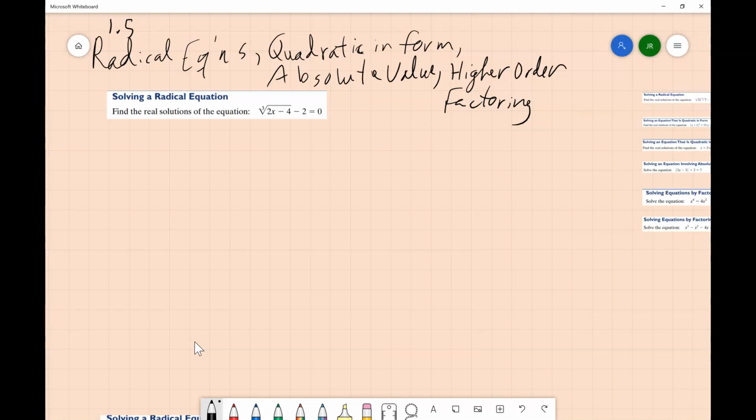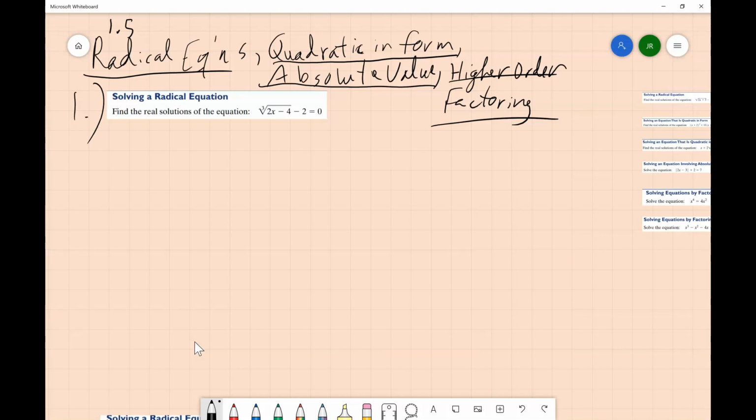Section 1.5 is kind of a hodgepodge of different kinds of equations and how to solve them. They are radical equations, equations that are quadratic in form, so not necessarily quadratic, but quadratic in form, absolute value equations, and higher order factoring. All right, here's our first example.